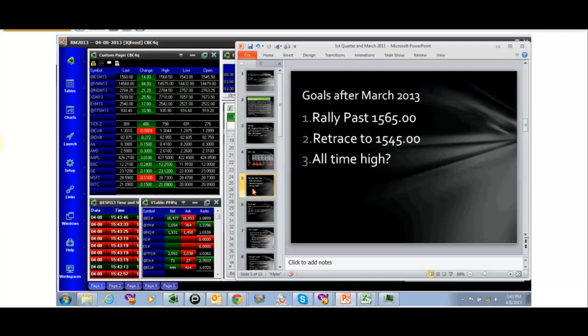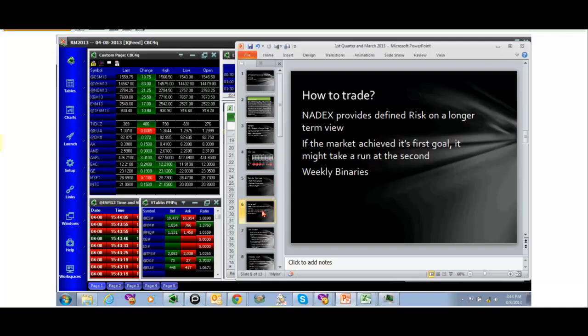So that's step number 3. The first step was 1565. The second step, retracement to 1545. So when we get these goals, we understand what the market's trying to do. We then want to be able to trade in anticipation of that. Now, let's go in here and how can we trade that?